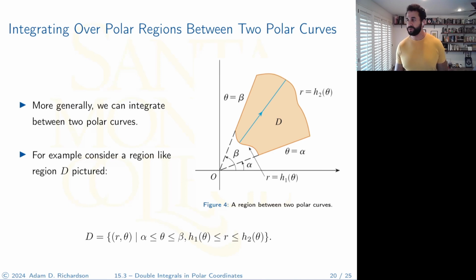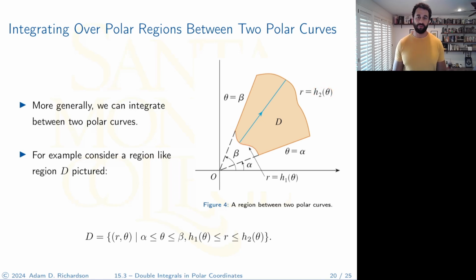So sure, there are some nice regions like disks and annuli and half annuli and things like that. But we want to generalize this to general polar curves. So we want to be able to integrate regions that look like this, where this curve is a polar function, or I should say a curve defined by a function of the polar coordinate theta. And then same with this one too, right?